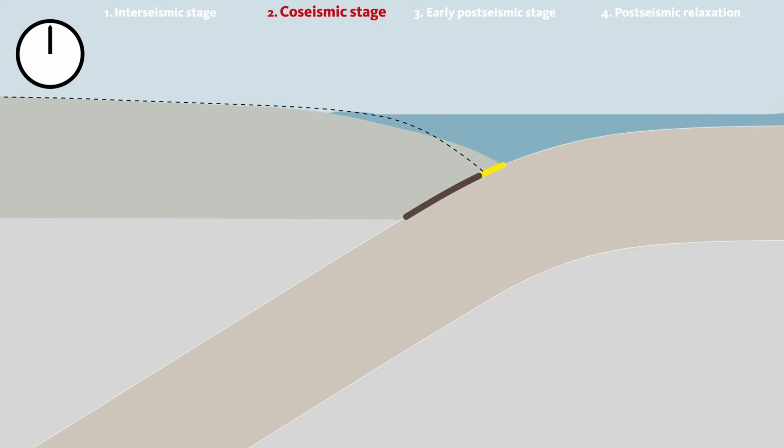During the earthquake, the overriding plate stretches seaward relative to its pre-earthquake position, with uplift near the subduction trench and subsidence near the shore.